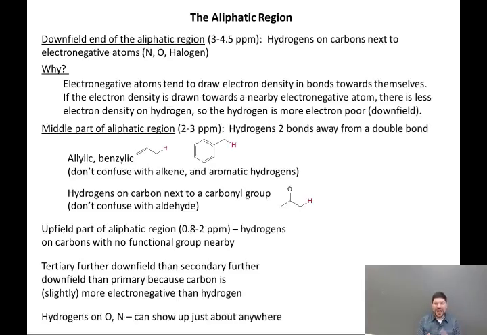Finally, hydrogens on oxygen or nitrogen. If you look back at that chart, they have a very broad window because they can show up just about anywhere. And in fact, OHs and NHs show up in very different places depending on factors such as concentration, solvent, and temperature. So they're not terribly diagnostic. They also tend to be very broad peaks.